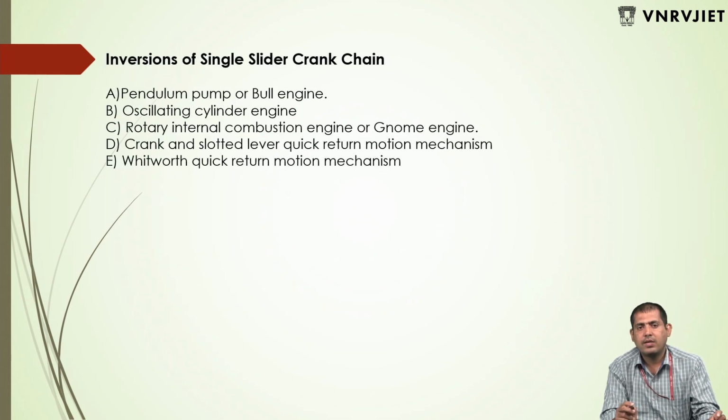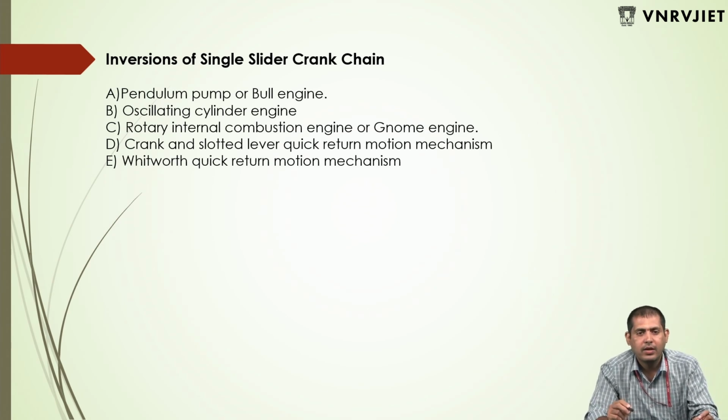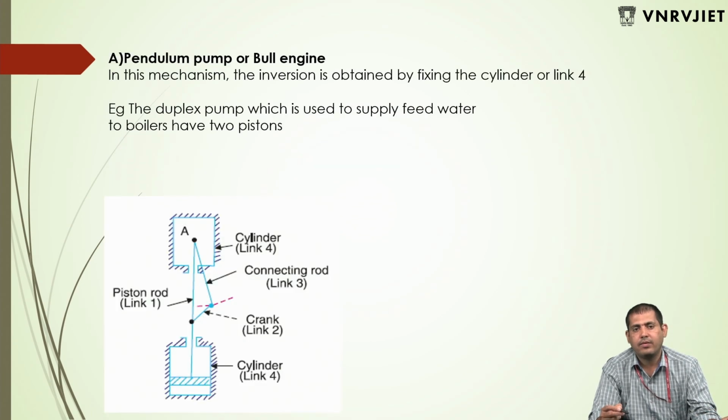Now, inversions of the single slider crank chain. Here there are 5 types: pendulum type or Bull engine, oscillating cylinder engine, rotary internal combustion engine or Gnome engine, crank and slotted lever quick return motion mechanism, and Whitworth quick return motion mechanism. There are 5 types. Let's see.